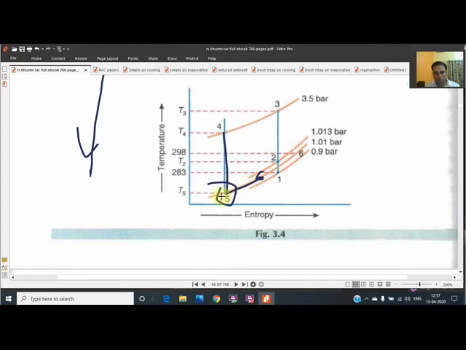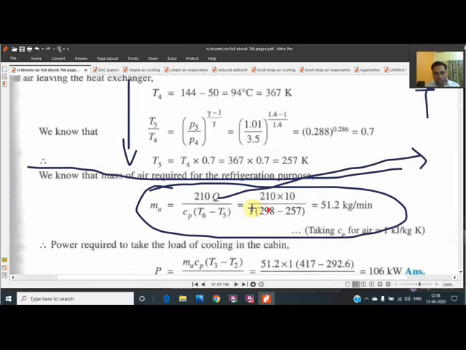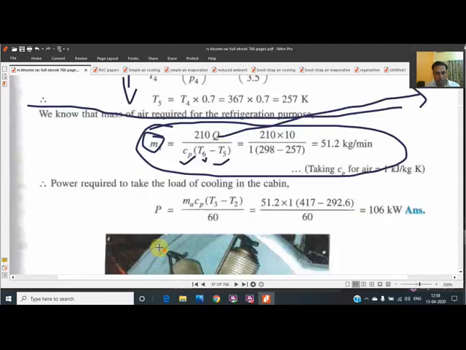The 6 is being shown to you. It has got heated up to point 6. This will be the refrigerating effect. You have to determine T5. You have to determine T6. As soon as you determine T5, T6, CP is 1 point something for air, and this was given, you determine the mass of air. Now they have gone for the work done.